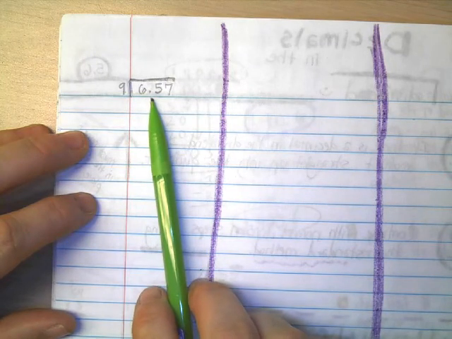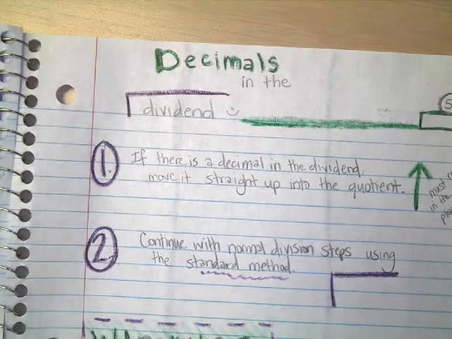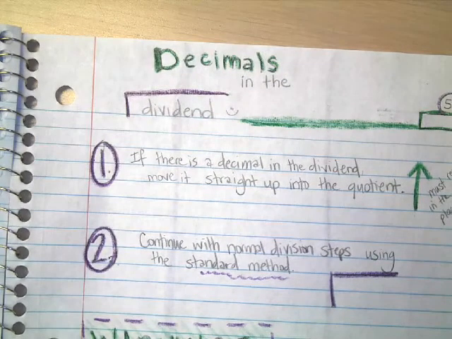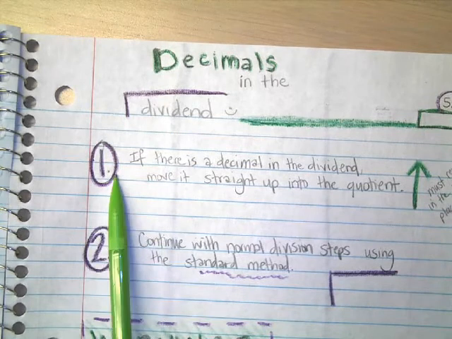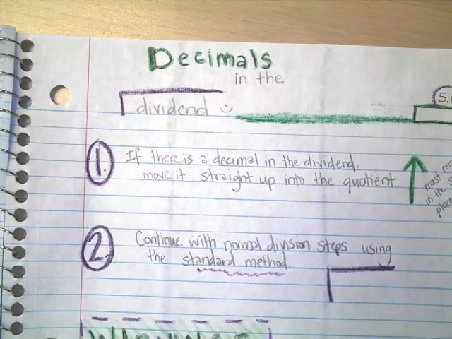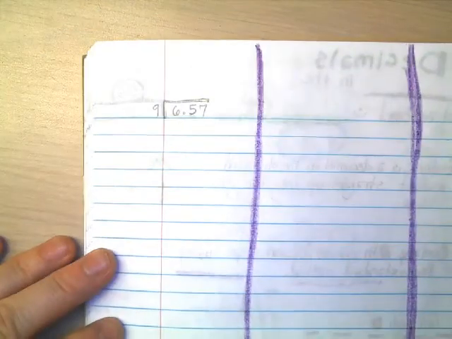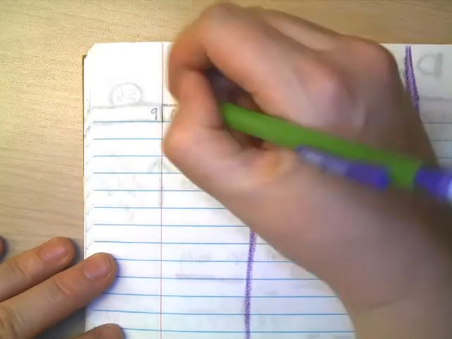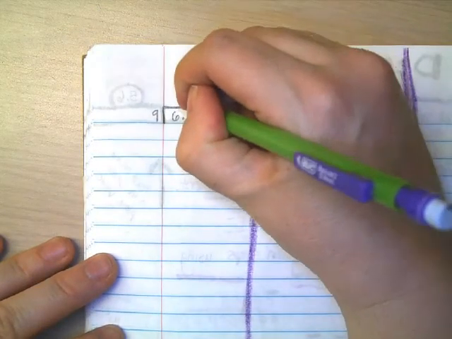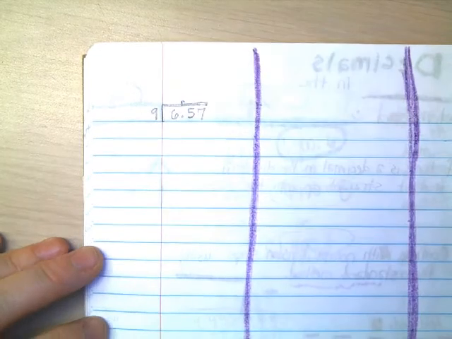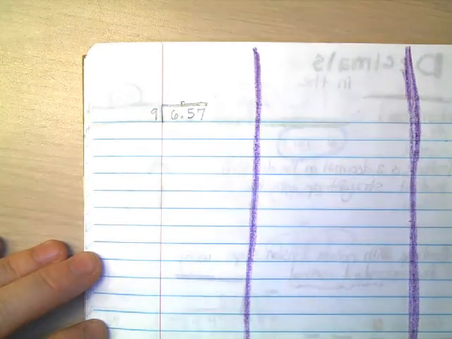Okay. So our first step is to search for decimals now. And there is a decimal, and it is in the dividend. So step number 1 in my journal says, if there is a decimal in the dividend, move it straight up into the quotient. It must remain in the same place value. Let's move it straight up. Okay, so move it up.